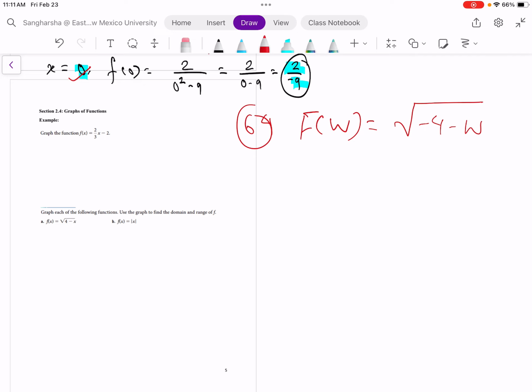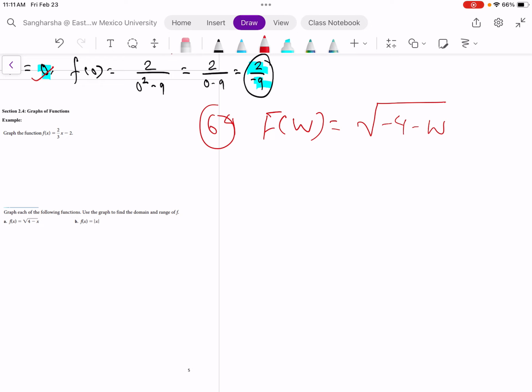We have this function, and this is the square root of negative 4 minus w. This is the function, and we have a square root here, so this is a square root function. We are trying to find the domain here. What is the input here? What do we have as an input? w is the input. And f of w combined is the output. f is the name for the function.